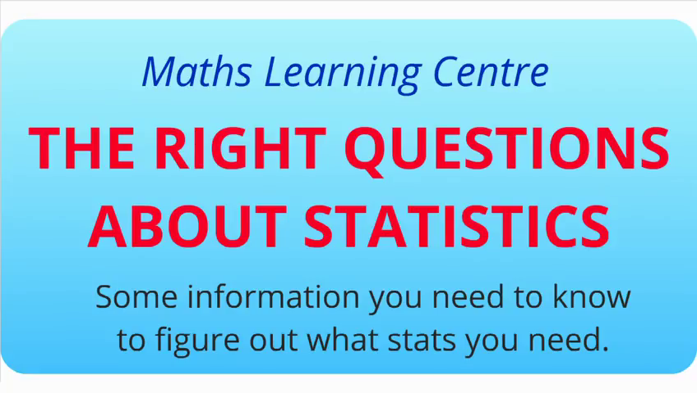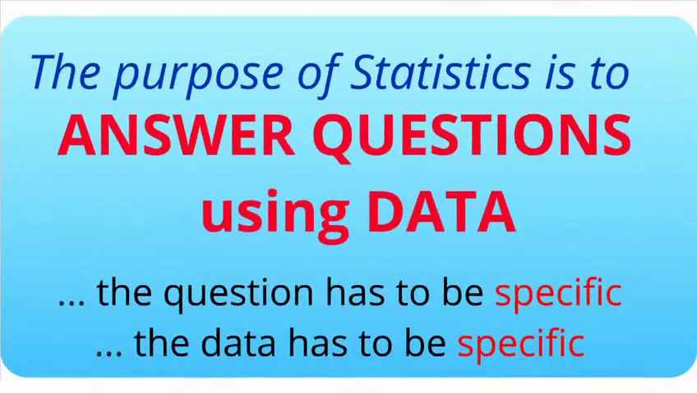This first lecture is called The Right Questions About Statistics, and it's called that because the best way to know whether you've got the right statistics is to ask the right questions. So the purpose of statistics is to answer questions using data, and the question has to be specific and the data has to be specific in order for that to work. Statistics is not particularly good at answering general questions. Qualitative research methodologies are designed for that purpose.